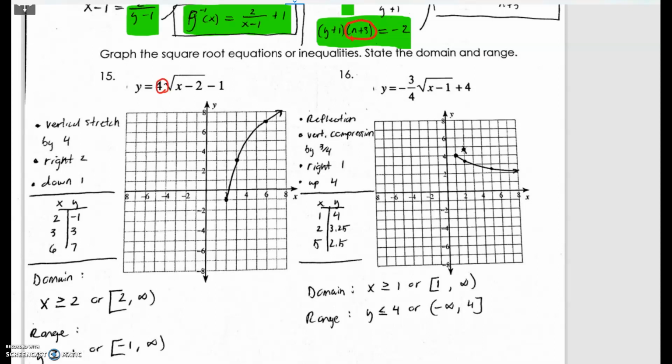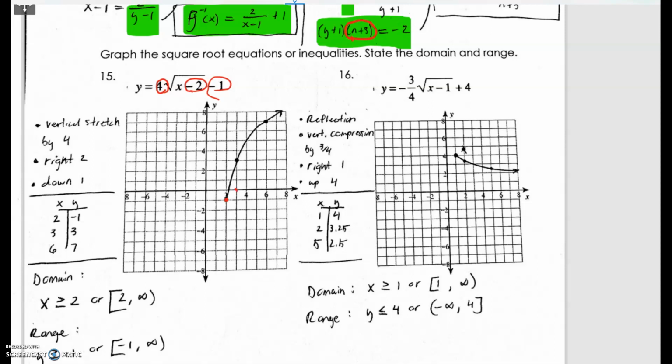This 4 out in front, that's going to make a vertical stretch. So I put a little note here and said vertical stretch. This -2 on the inside is going to shift it to the right 2. And this -1 is going to shift it down 1. So I started by going over 2, down 1, and plotting that point. And then since I know that it's stretching by 4, the parent function normally just goes over and up 1.